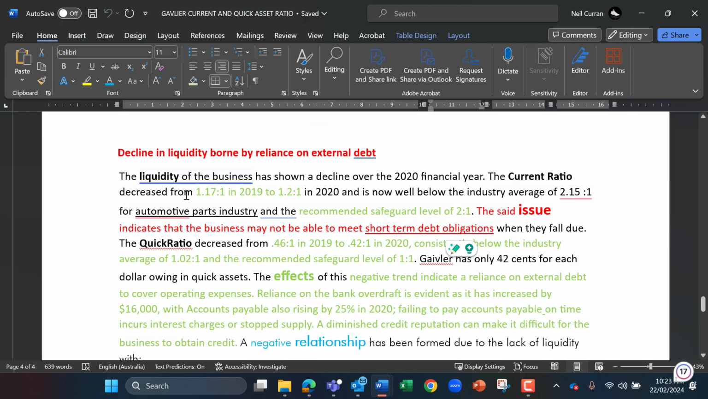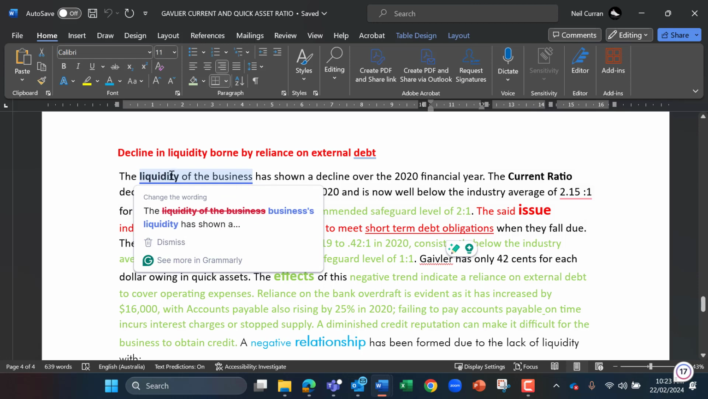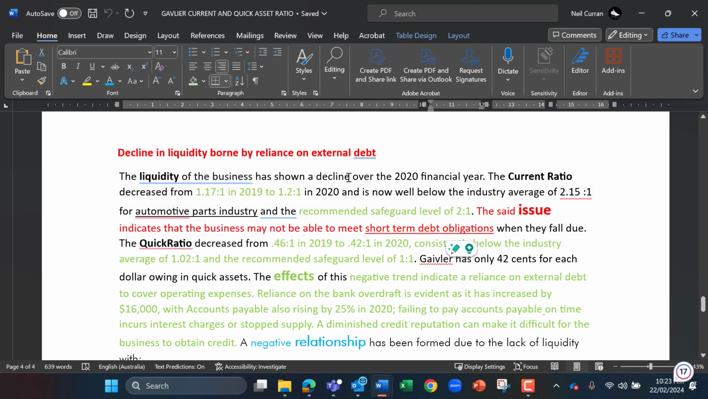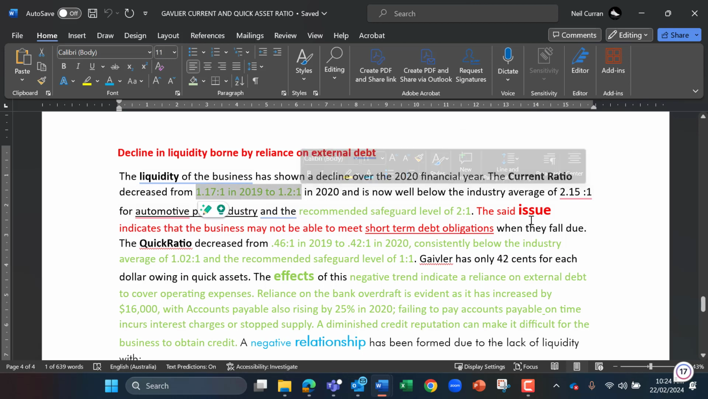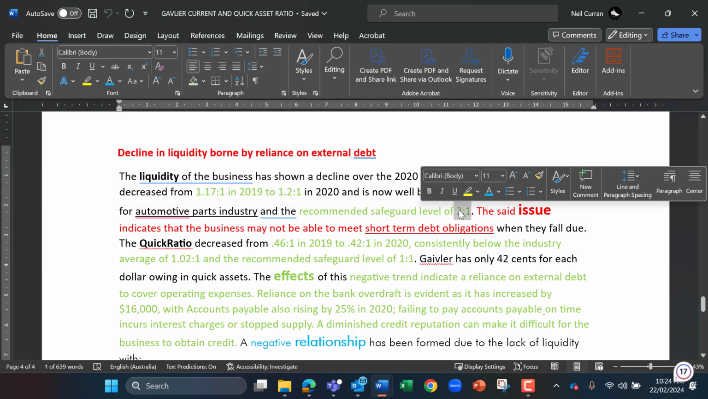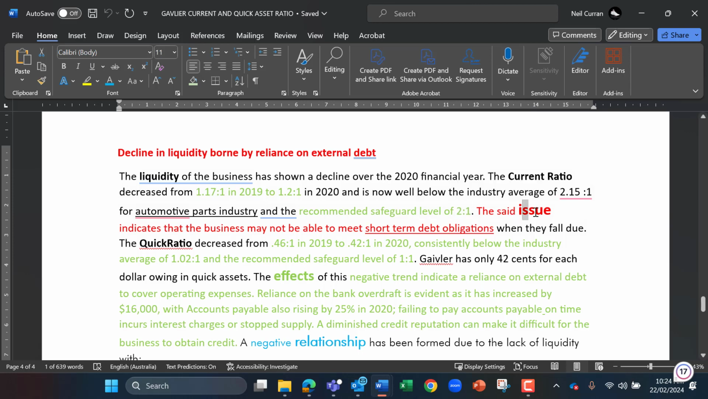So always start off with basically what's happening with these ratios. So important terms to actually use is liquidity of the business has shown a decline, so tell me what's actually happened and tell me the exact figures here. So you get your trend marks. Okay. And also with our current ratio, mention the 2:1. That is basically a good safeguard to actually have. So what that basically means is we've got enough current assets, double that of current liabilities, to meet any short-term debts.